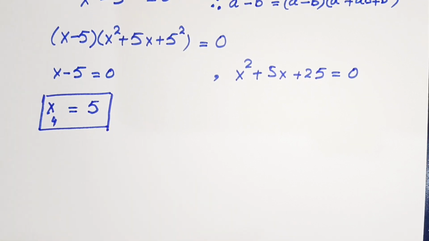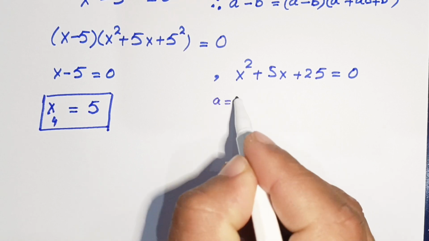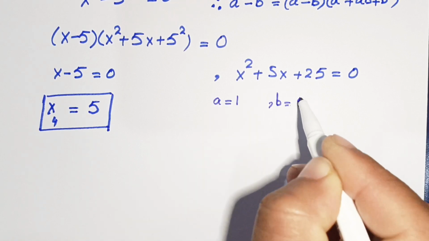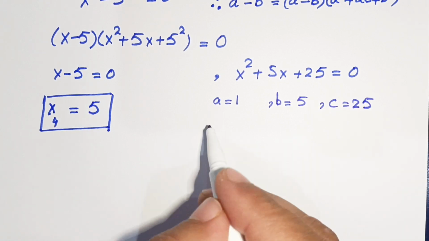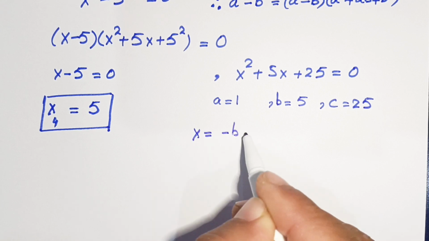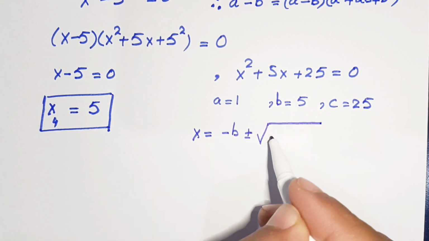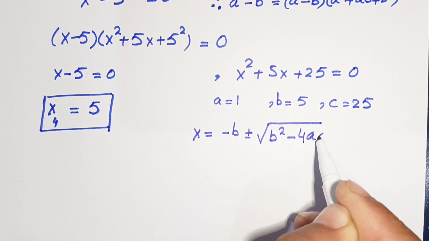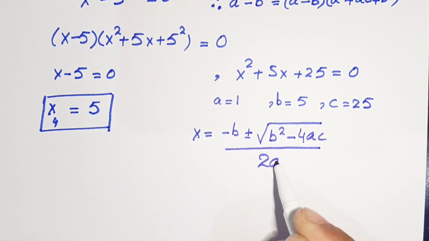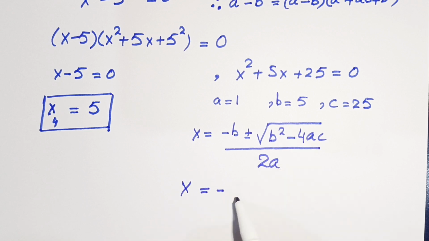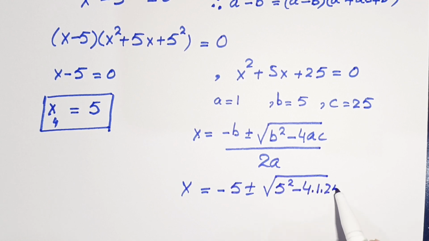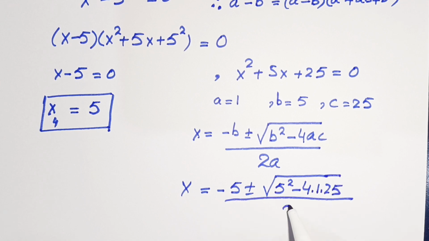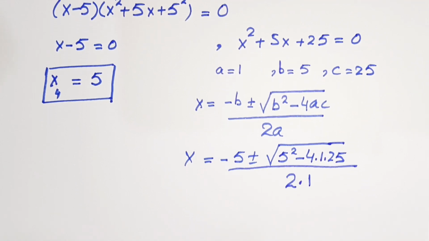Now solving this one, it is a quadratic equation, so a is equal to 1, b is equal to 5, and c is equal to 25. Using the quadratic formula, x is equal to minus b plus or minus the square root of b squared minus 4 times a times c, all over 2 times a. So x is equal to minus 5 plus or minus the square root of 5 squared minus 4 times 1 times 25, all over 2 times 1.